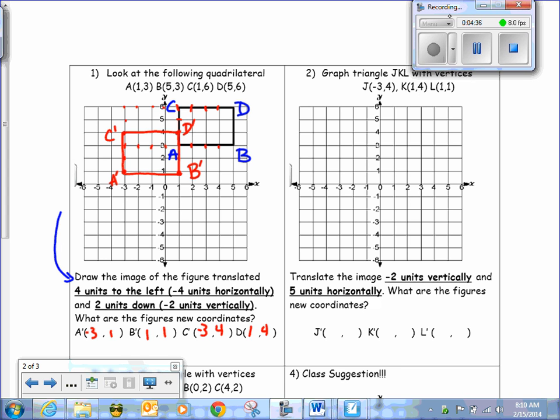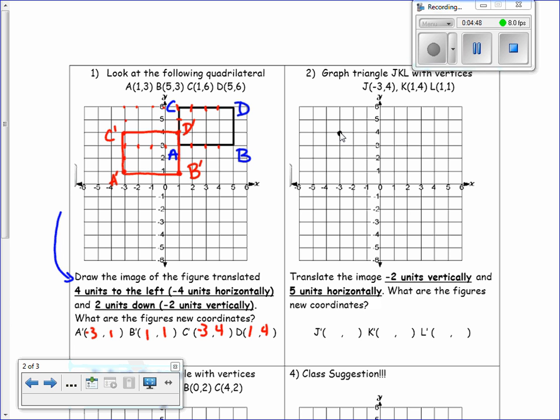Next it says, graph triangle JKL with these vertices. -3, so I'm going to go back 3, up to 4, 1, 2, 3, 4. All right, K is over 1 up to 4, and L is over 1 up to 1. So that's L, that's K, that's J. Sometimes I label points last. That way I don't get my letters in the middle of my figure. So that's JKL. Okay, so first thing done, graph the triangle, done.